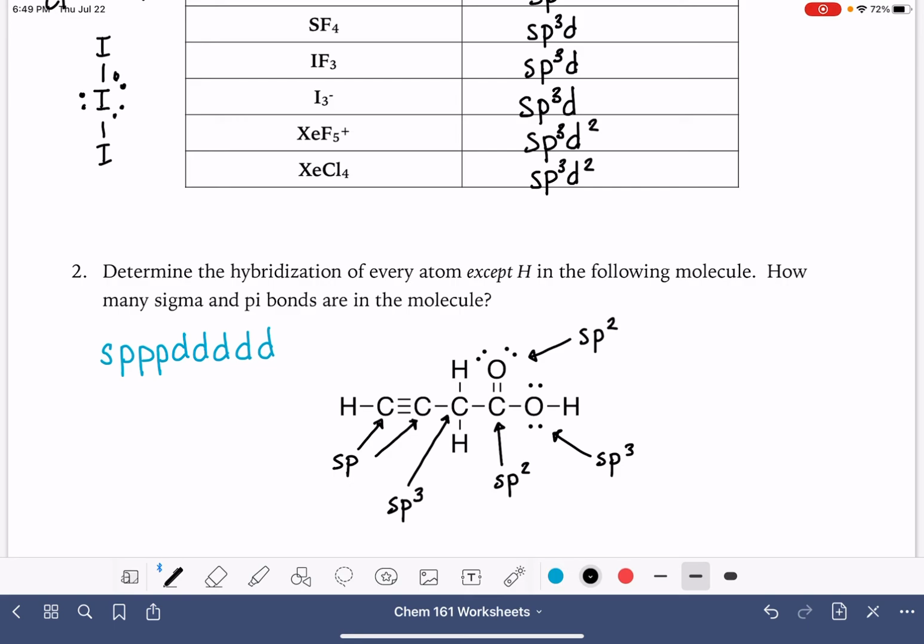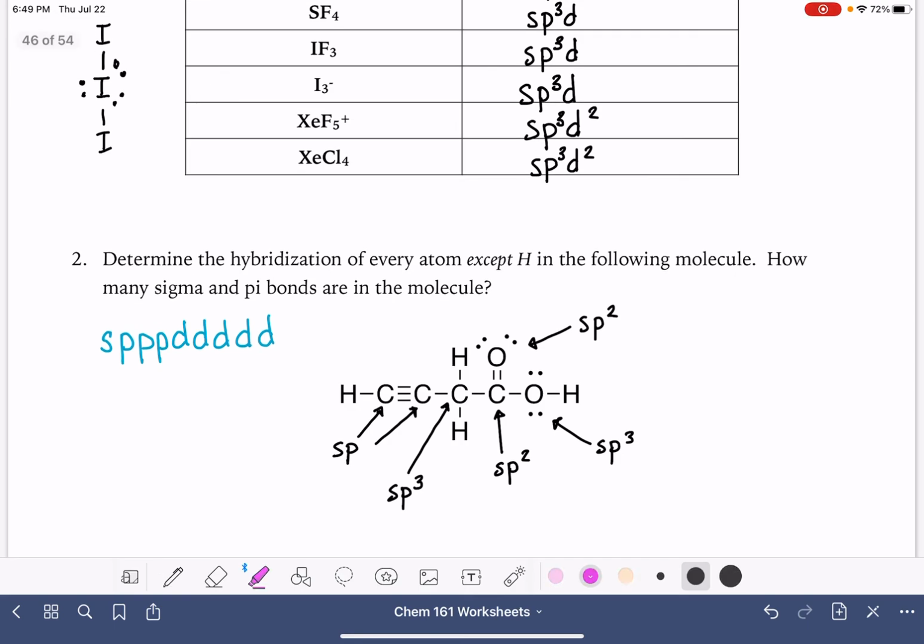This is also asking us to count how many sigma and pi bonds we have in the molecule. Every single bond is a sigma bond, so I'm going to highlight them. We have 1, 2, 3, 4, 5, 6, 7. In addition to that, every triple bond has 1 sigma bond, so there's number 8, and every double bond also has 1 sigma bond. So I think that was 9. 1, 2, 3, 4, 5, 6, 7, 8, 9. So we have 9 sigma bonds. Again, every single bond is a sigma bond. Every double bond and every triple bond has 1 sigma bond in it.